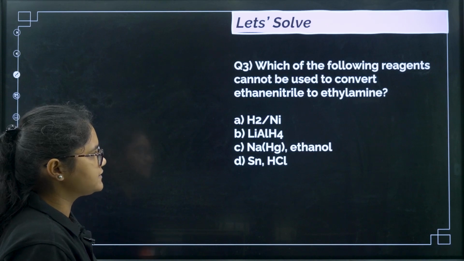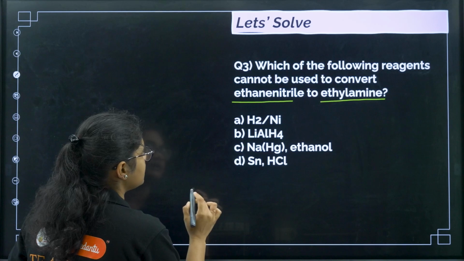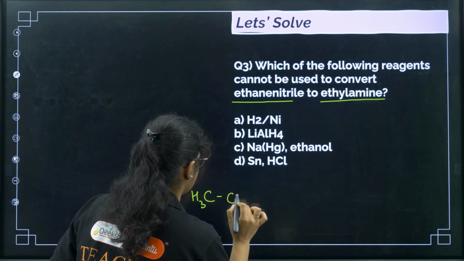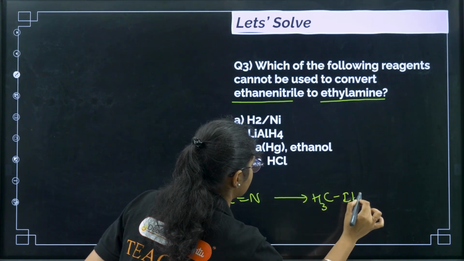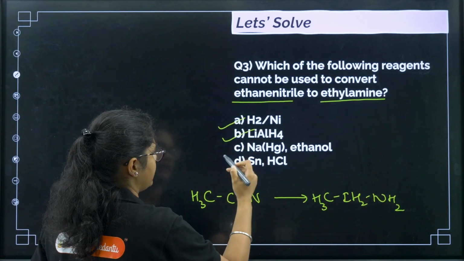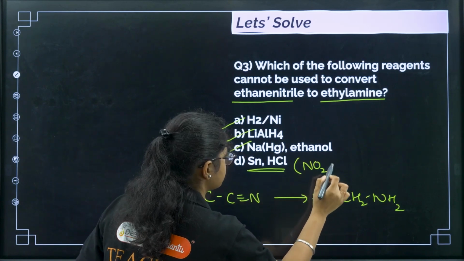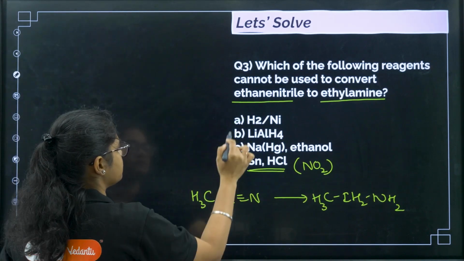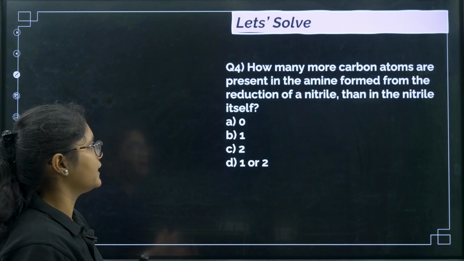Which of the following reagents cannot be used to convert ethane nitrile to ethylamine? So you have ethane nitrile, CH3CN, and you want to get it to ethylamine. We have seen that for nitriles we can use H2/Ni, LiAlH4 and sodium amalgam, but Sn/HCl is for the reduction of NO2 compounds. This cannot reduce a nitrile compound. So the correct answer for this question will be option number D. Okay, next.